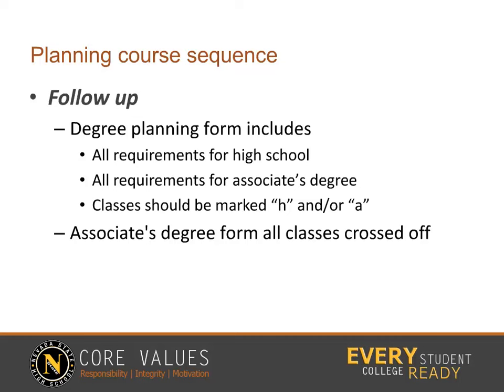You should now have the degree academic planning form filled out so that it outlines your courses for both high school graduation and an Associates of Arts degree from CSN. All classes should be marked with an H or an A or both, depending on the requirements that particular course is filling. You should also validate that all classes, including electives, are crossed off your associate's degree sheet. Now you have a plan to earn both a high school diploma and an associate's degree, hopefully by the time you graduate from high school. Click to the next slide when you're ready to continue.